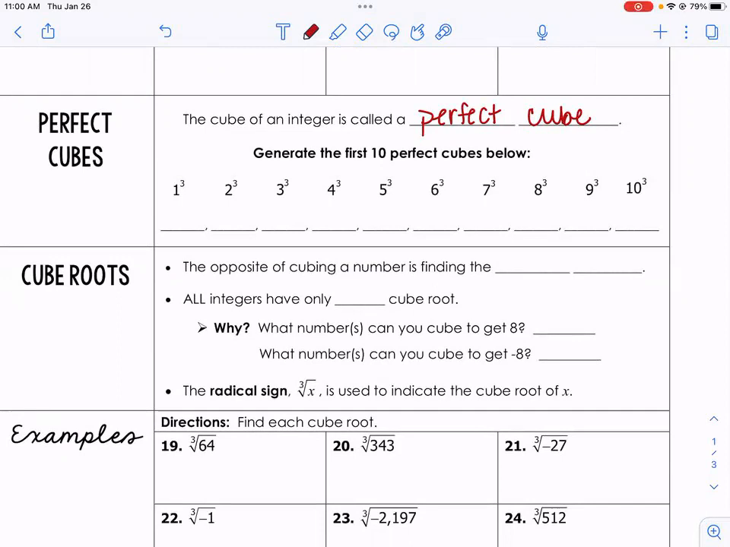Yep, we're on page 2. Yeah. So just like we did with our perfect squares, please turn to page 4.